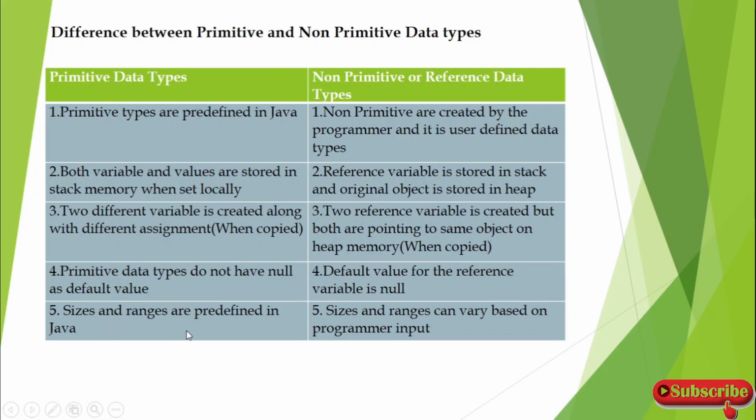And the fifth point is the sizes and ranges are predefined in Java. So for integer, byte, short, double, boolean, everything will have their own sizes and ranges. Okay, so based on the sizes, you can assign the values to that data type. So those are predefined in Java, and here the sizes and ranges can vary based on the programmer input. So you can grow an array, you can reduce an array. So everything you have, collection, strings, based on your input, the sizes and ranges can vary. That is for the non-primitive or reference data types. But in primitive, the sizes and ranges are predefined, and if you exceed that, it will throw an error and it will ask you to change to the appropriate data type. Okay, so we will see this with an example now.